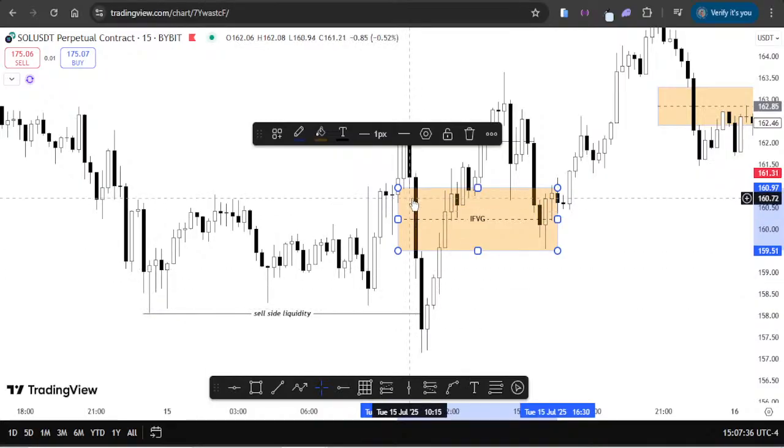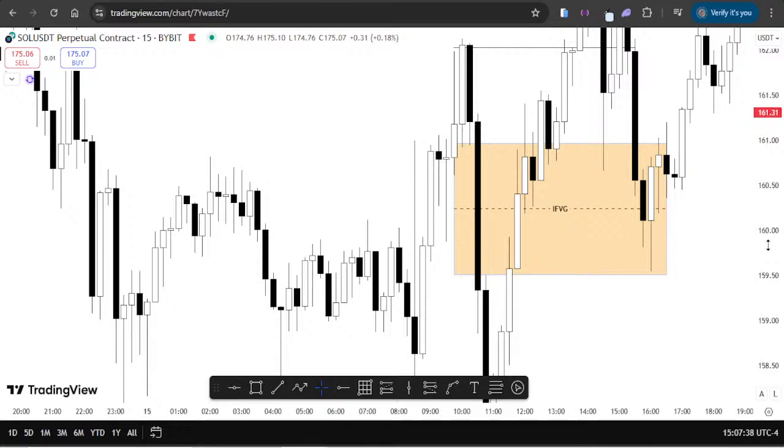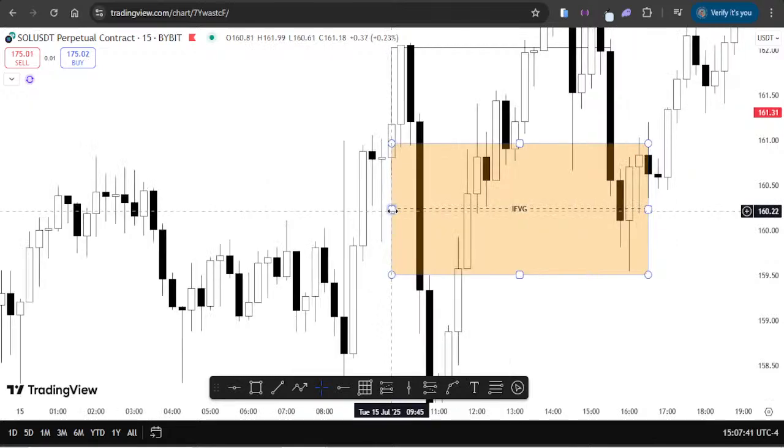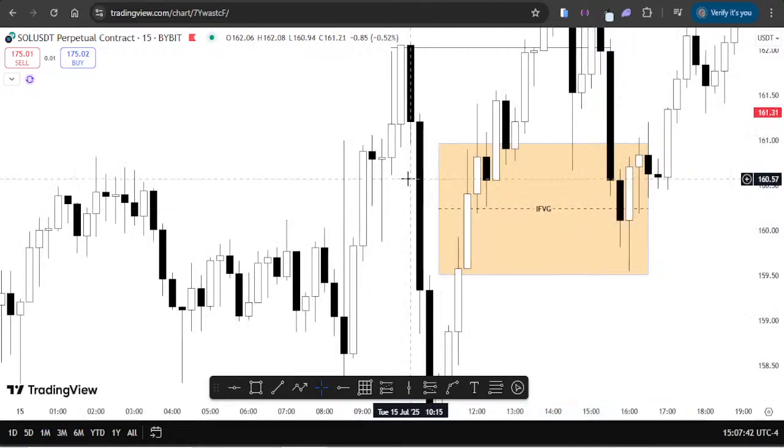If you don't know what a fair value gap is, a fair value gap is literally when you are looking at three candles in price delivery.